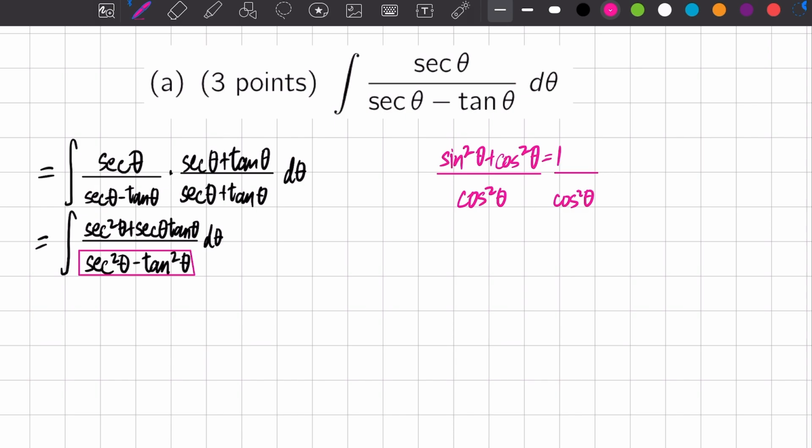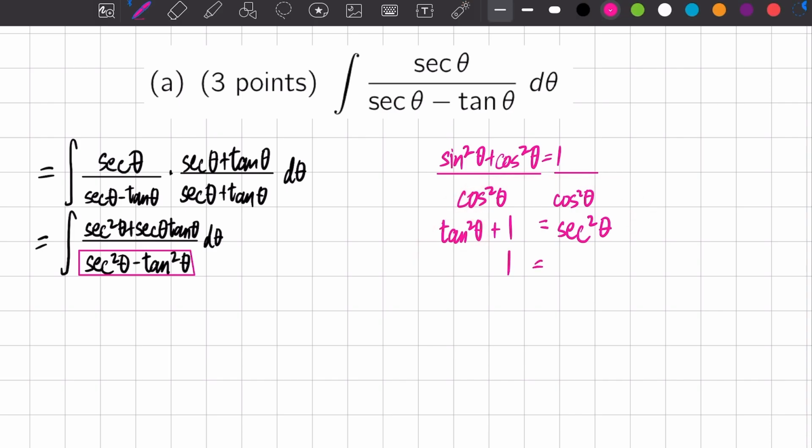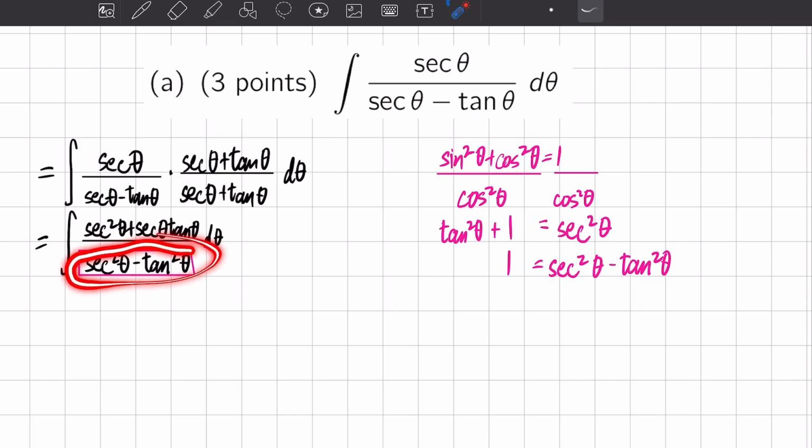So dividing both sides by cosine squared theta, what we'll have on the left is a tangent squared theta. Then cosine squared theta over cosine squared theta is just 1. And on the right side, we have 1 over cosine squared theta, which is just the same as secant squared theta. Then transferring this one to the right side, we have 1 equals secant squared theta minus tangent squared theta. So this entire thing right here would just be equal to 1.